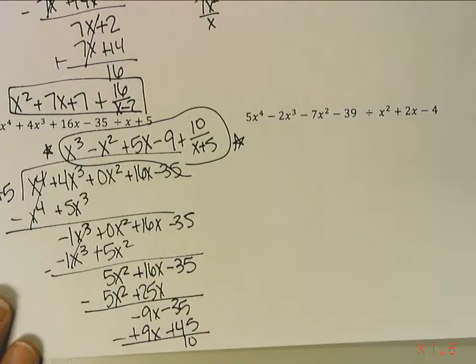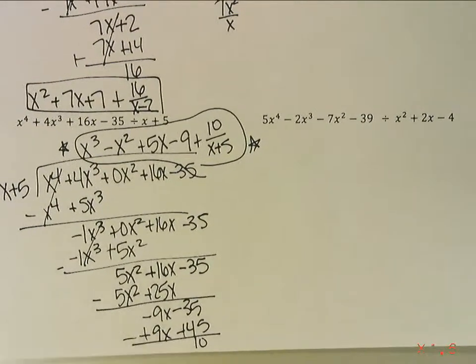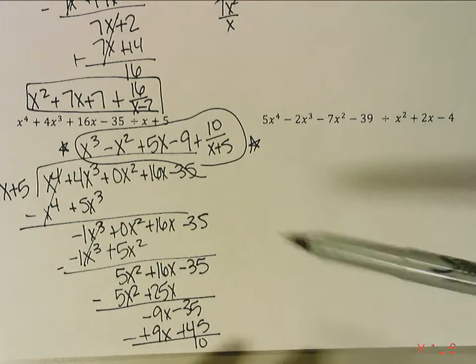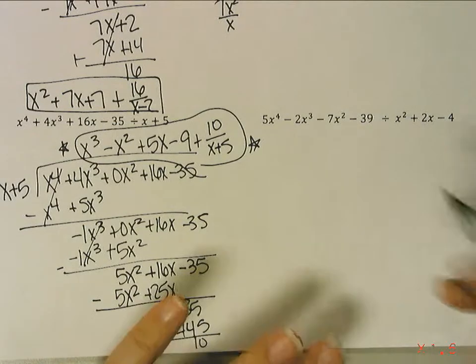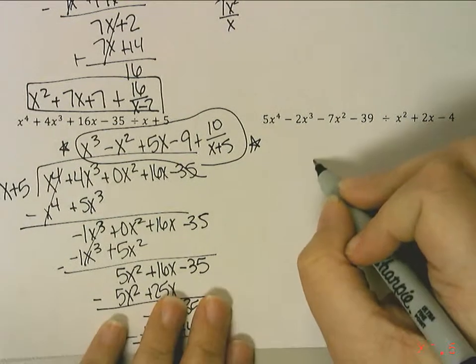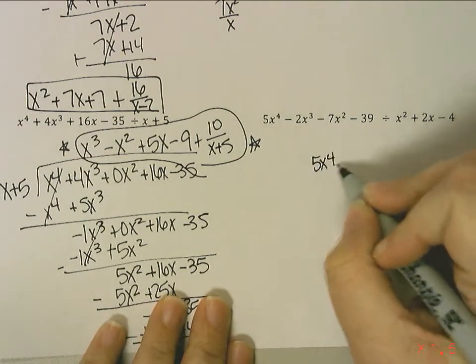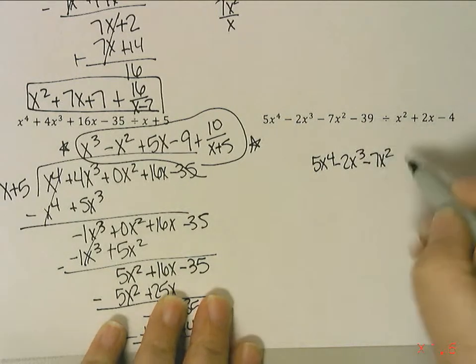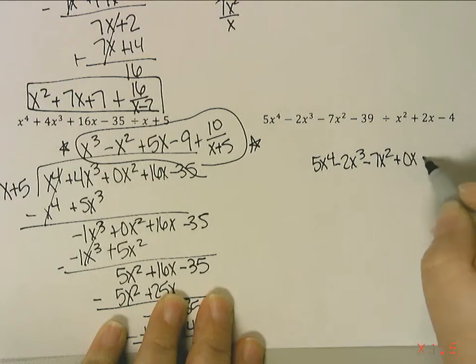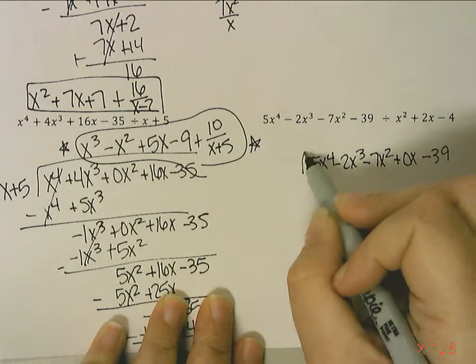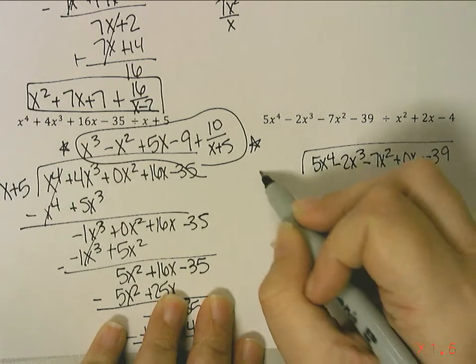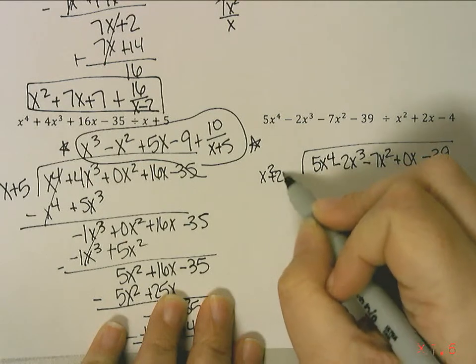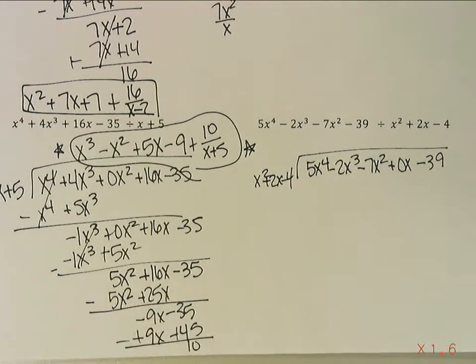Okay. Now on the right, the difference is now instead of a binomial, it is a trinomial. You do it the exact same way. So instead of multiplying by 2 things, you're multiplying by 3 things. So we have the 5x to the 4th minus 2x cubed minus 7x squared. We don't have an x term, so we have to put 0x minus 39. And we're going to divide that out. And this is x squared plus 2x minus 4.